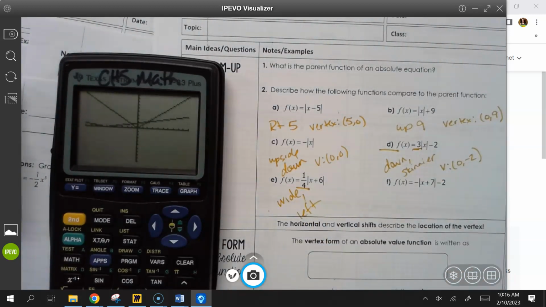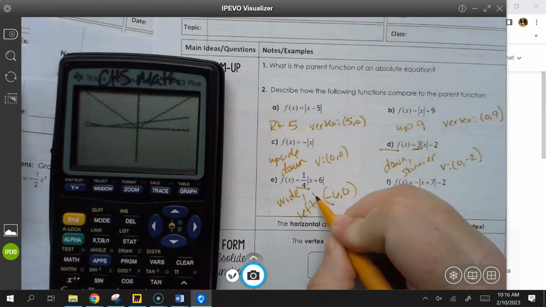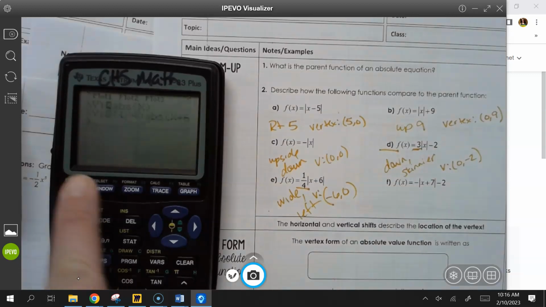Where is that new vertex, do you think? It slid left 6. I would say that's a good hypothesis. It is true. I was just trying to get you to get there. All right, let's do the last one.